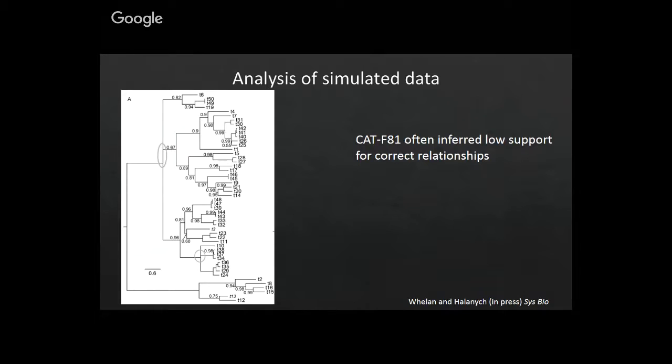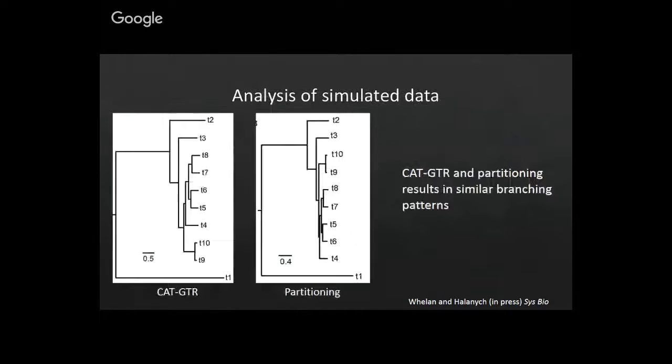And so this was a broad-scale pattern for CAT-F81, where relationships were oftentimes incorrectly inferred, albeit with low support in this case, or the two cases I just showed you, and then correctly inferred nodes generally had limited support, at least less support than you might expect in simulation.